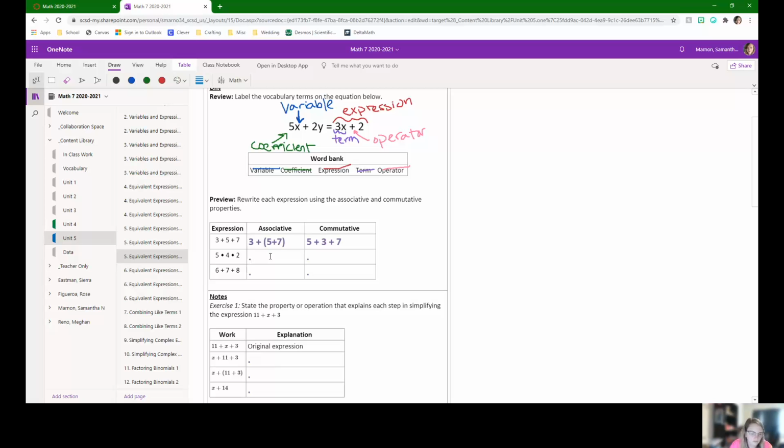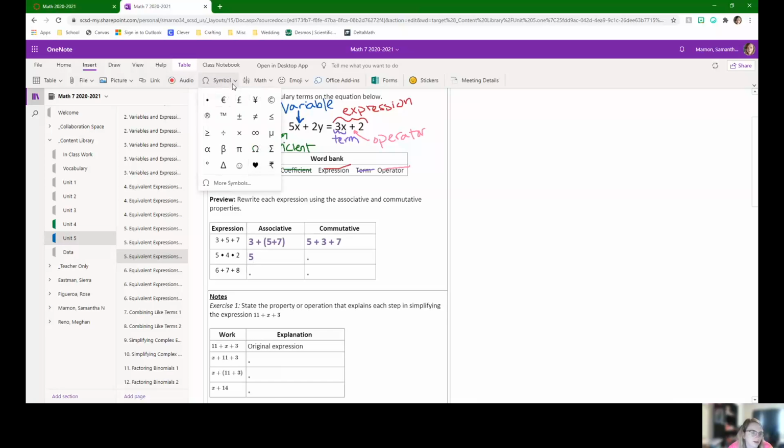Here we have 5 times 4 times 2. If we want to use the associative, we can group it together. We can group that 5 and that 4 together, or that 4 and that 2 together. If you want to see where I got this symbol, it's under insert, symbol, and they have just the dot for multiplying. If you ever want to use the multiplication sign, that's there. There's also smiley faces and stuff. If I want 5 times, let's do 4 times 2.